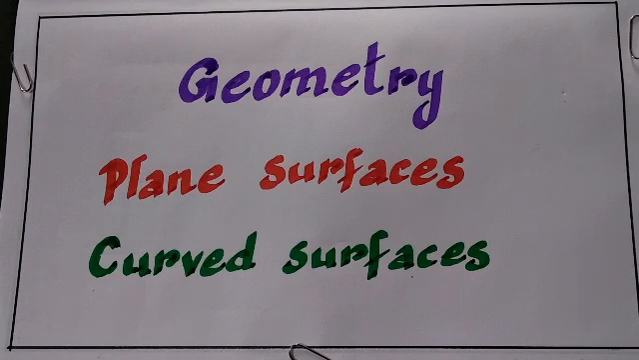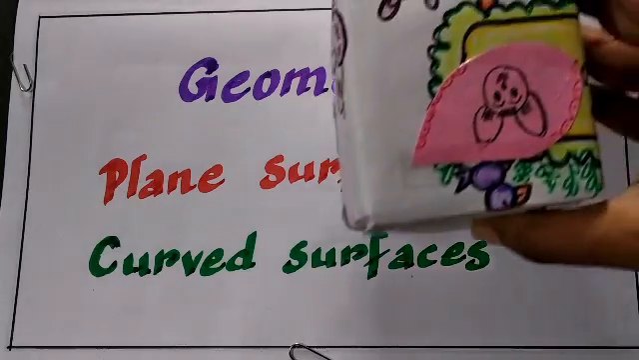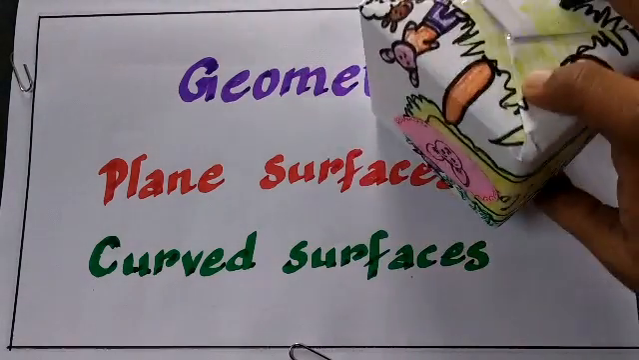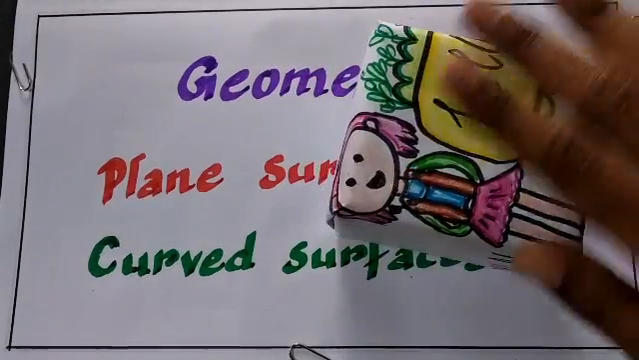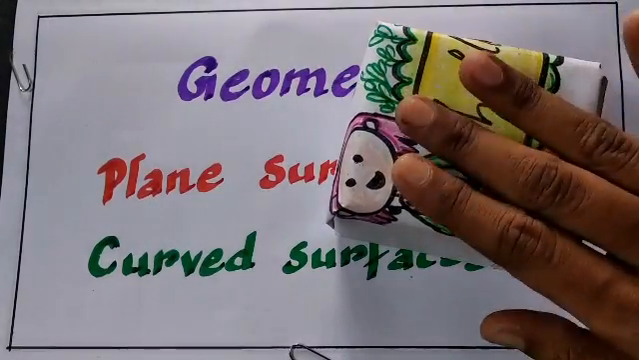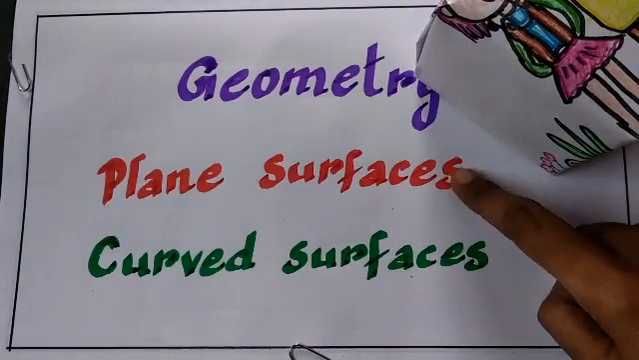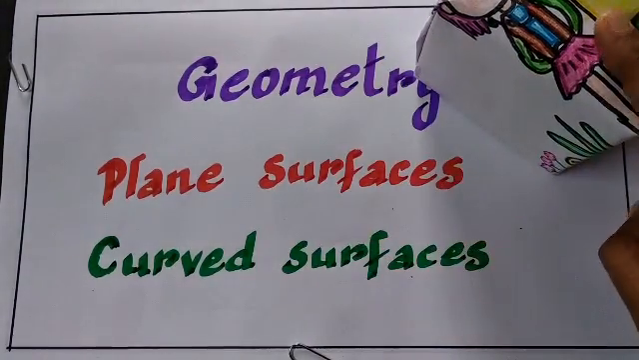Plane surfaces are nothing but flat surfaces. If you see the top of the table, the wall, floors, paper. Otherwise, in the 3D shapes we have used, you can see this top is flat, isn't it? It has a flat face. This is called a plane surface. Plane means flat surface.